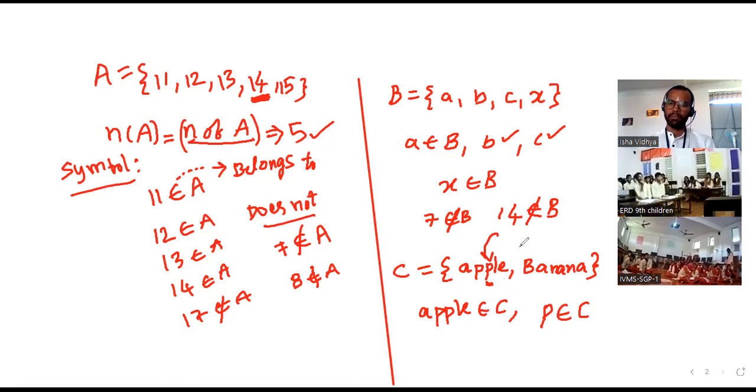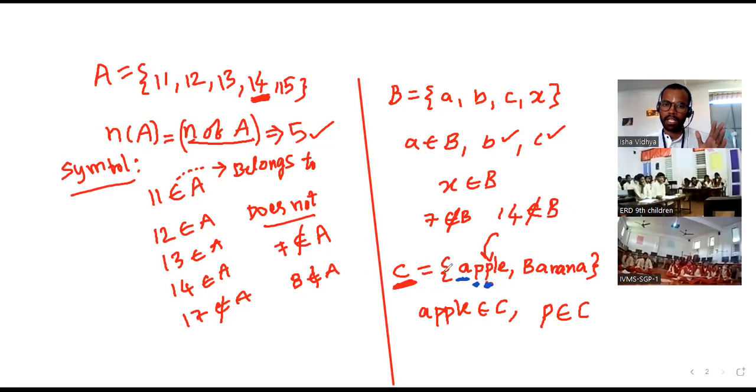Then answer my question. Unmute and answer. Now here in the C set, can you find A? Yes or no? In the C set, A is there or not? No. No, I'm asking, just answer my question. In the C set, P is present or not? No, it's not there. It's not there.